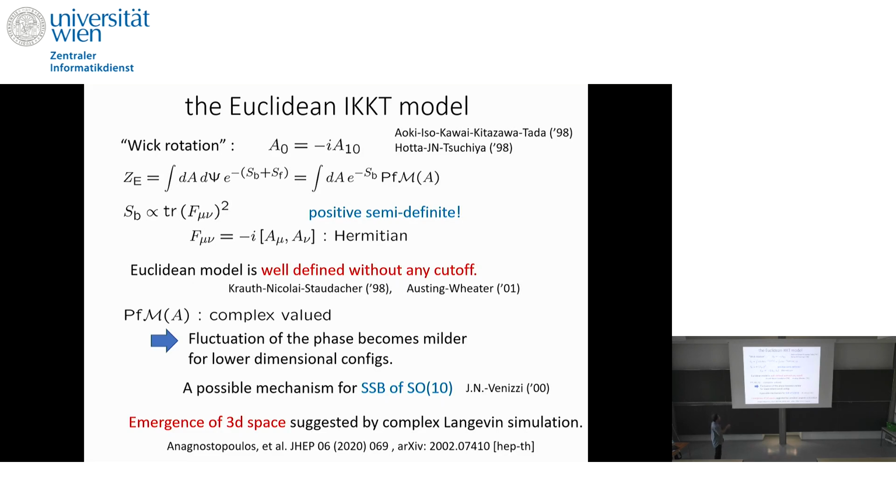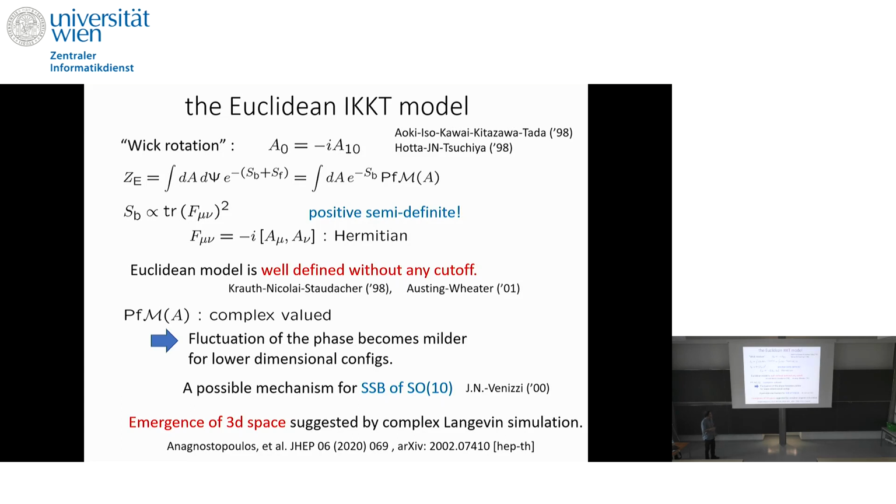However, there's an interesting feature here, namely the Pfaffian is actually complex valued. And also in this paper, it was shown that the fluctuation of the phase of the Pfaffian becomes milder if the lower dimensional configurations appear. Okay? If A_mu here represents a lower dimensional configuration, namely if only a few of them are non-zero and the others are zero, then the fluctuation of the phase of the Pfaffian becomes much milder. And this provides a possible mechanism for the SSB of the SO(10) symmetry that this model has.